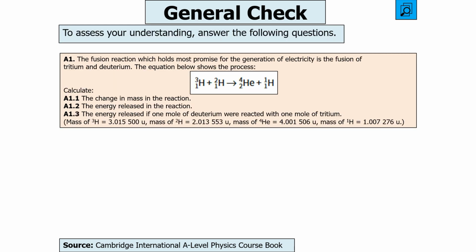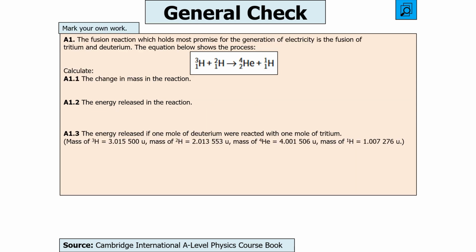The next question says, the fusion reaction which holds the most promise for power generation is the fusion of tritium and deuterium. The equation below shows the process. So calculate the change in mass in this reaction, the energy released in this reaction, and the energy released if 1 mole of deuterium reacted with 1 mole of tritium. So pause the video now, then unpause the video when you want to go through your answers.